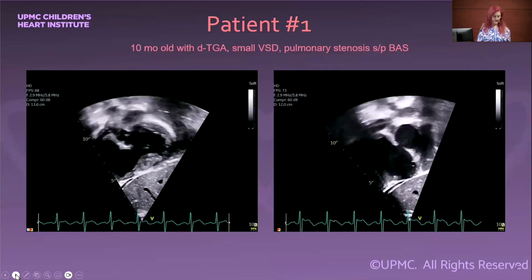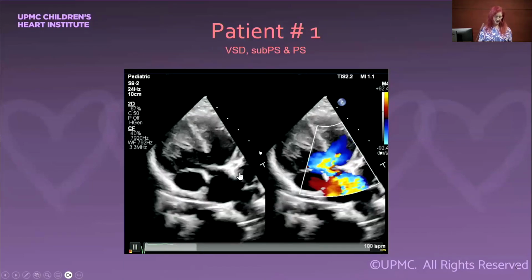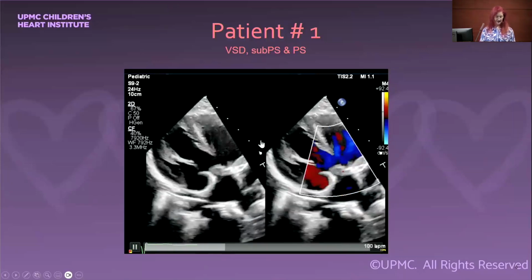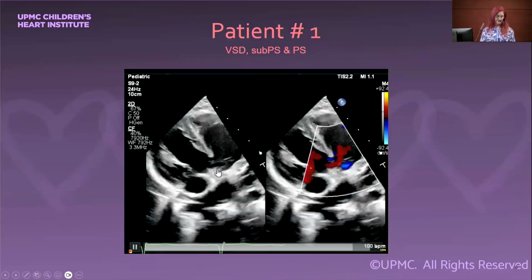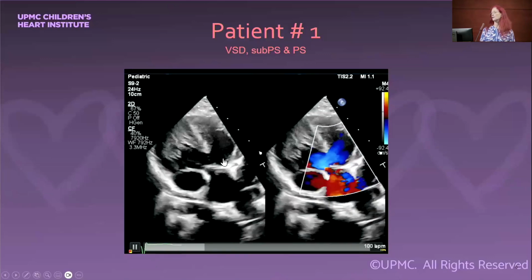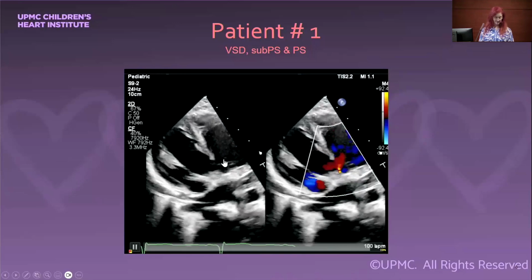Moving on to the next view, this is an off-axis parasternal apical. The reason I chose this view, even though it's a little bit off-axis, is this is as big as the VSD as we ever could image. Here it's 8 millimeters, which for a 9-month-old is probably okay, but that's not what you're going to want when you're 15 or 20.